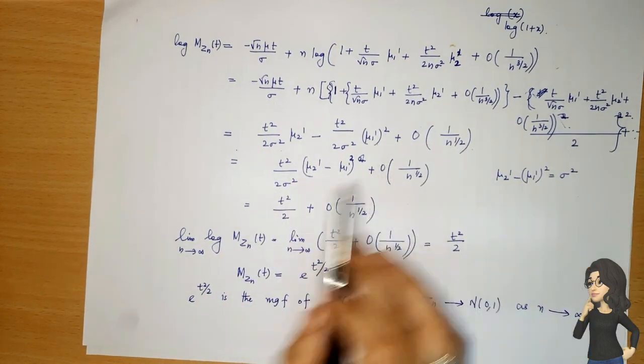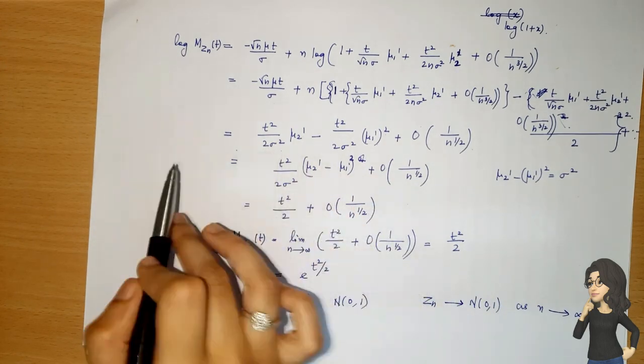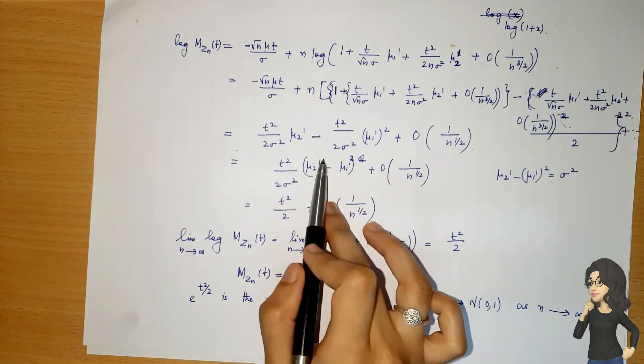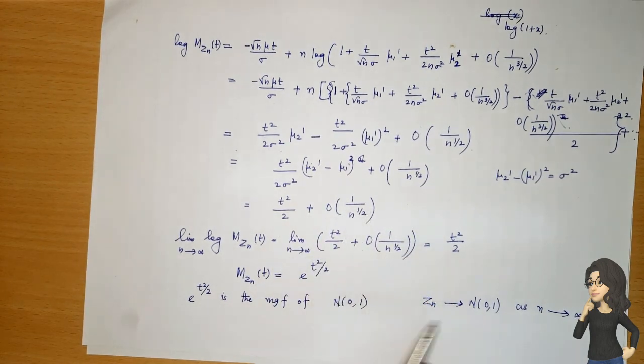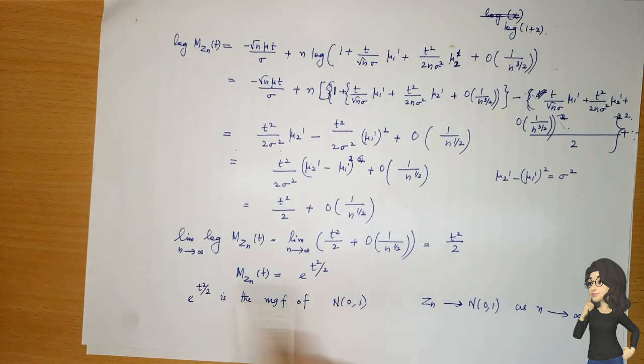Next, on taking this t square by 2 sigma square common, we will get this. This is sigma square, and what is left is, as n tends to infinity, it will be e raised to t square by 2, which is the MGF of the standard normal distribution.